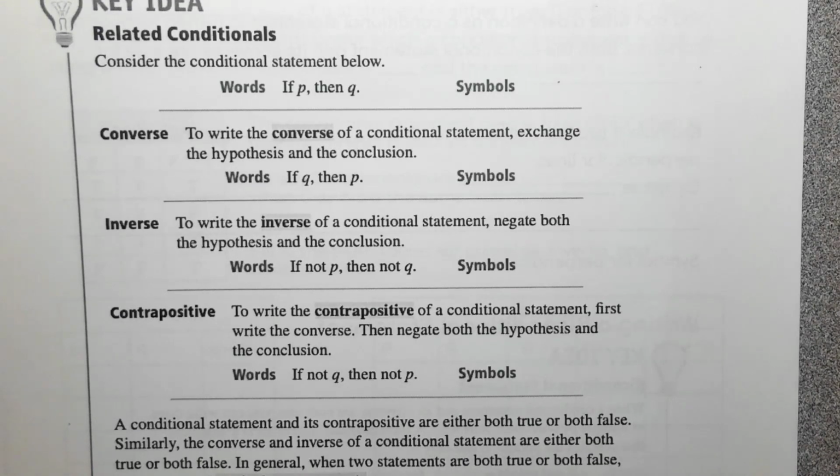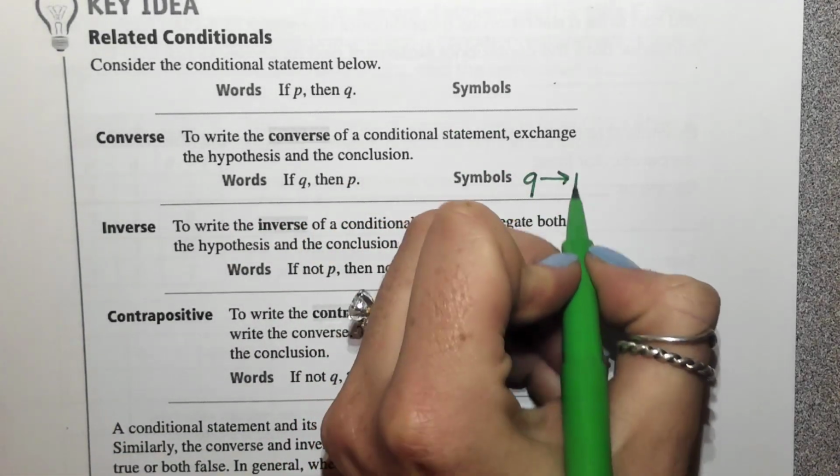All right, so here is the main portion of this section. We learned conditional statement, that's if P then Q. We just learned negation, which is not P. Then we've got a converse, an inverse, and a contrapositive. And yes, you have to know which ones are which. So, a converse is to exchange the hypothesis and the conclusion. So instead of having if P then Q, we're going to have if Q then P. Remember last time I had you switch yours to see if it still made sense? That was the converse. So the symbols would look like Q, P.